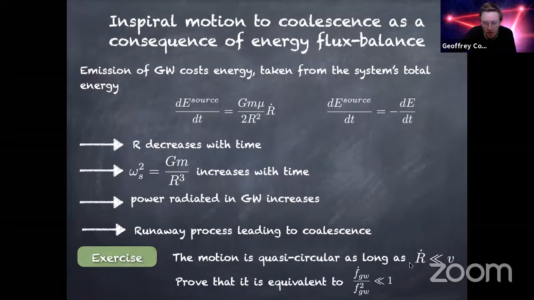So the motion is quasi-circular, and this was the assumption that we used, as long as the change of radial velocity is way less than the velocity of the circular motion. See now that this is equivalent to this relation in terms of frequencies, because we will have to check that later on. So I'll give you a minute to check that. Use this one.